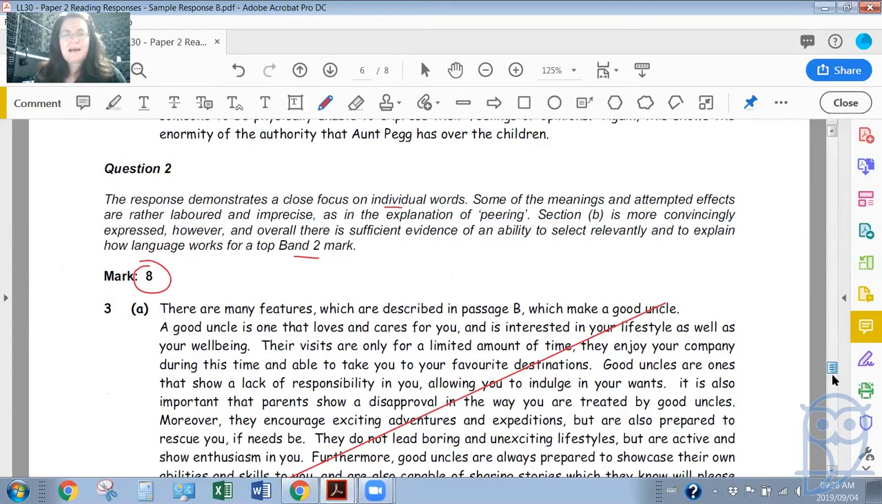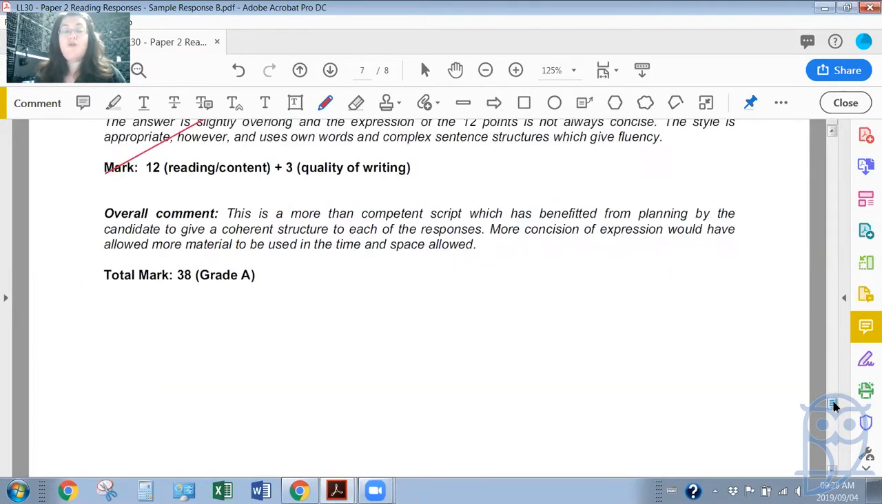Okay, then let's have a look at the overall comment of this student's exams. This is a more than competent script, and remember, we haven't looked at the summaries that they were required to do. We'll look at that next week. This is a more than competent script which has benefited from planning by the candidate to give a coherent structure to each of the responses. Yes, it's quite apparent that the candidate planned what they were going to say, even if it was just quickly writing down keywords. Everything was quite methodical. More concision of expression, so express yourself more plainly, more clearly and concisely, would have allowed more material to be used in the time and space allowed.